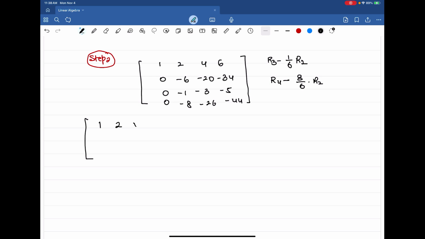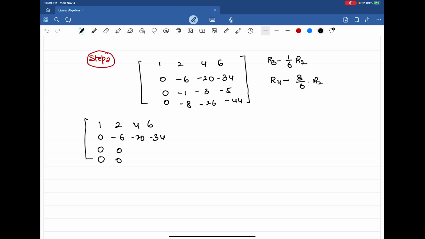1, 2, 4, 6. First row will not change. Second row will not change. Because we are operating with second row, minus 20, minus 34. Now, third row. First element is 0. Here it will be 0 because minus 1 minus of minus 6 by 6 is minus 1 plus 1, that is 0. Minus 8 minus of minus 8 by 6 into 6, that is plus 8, that will be 0.